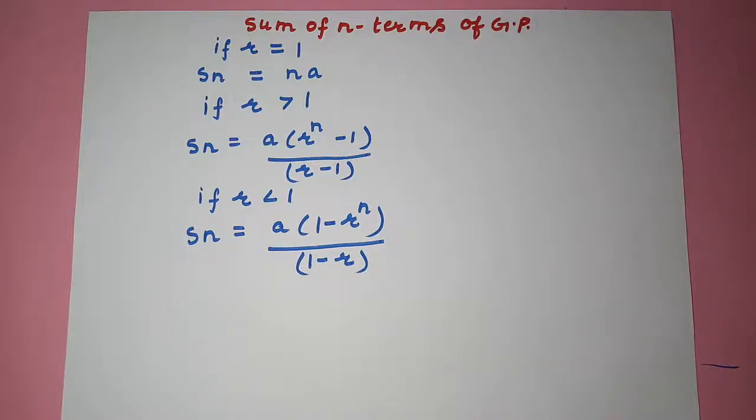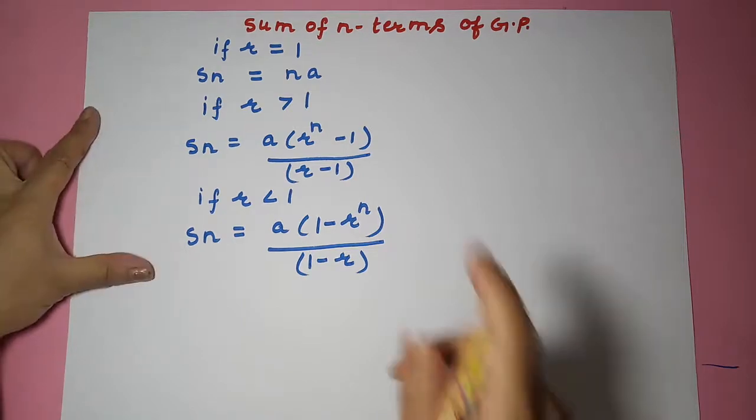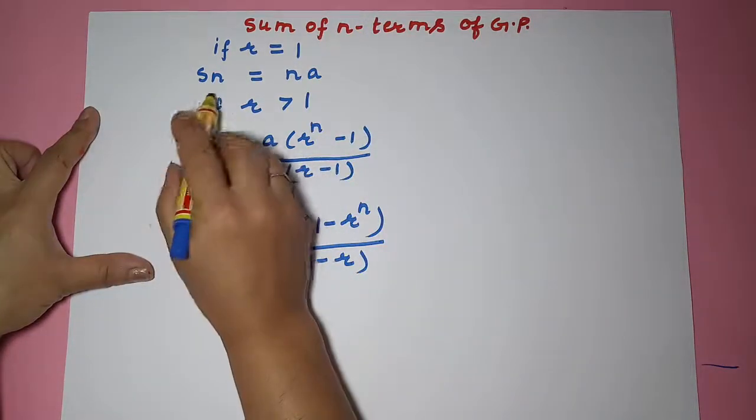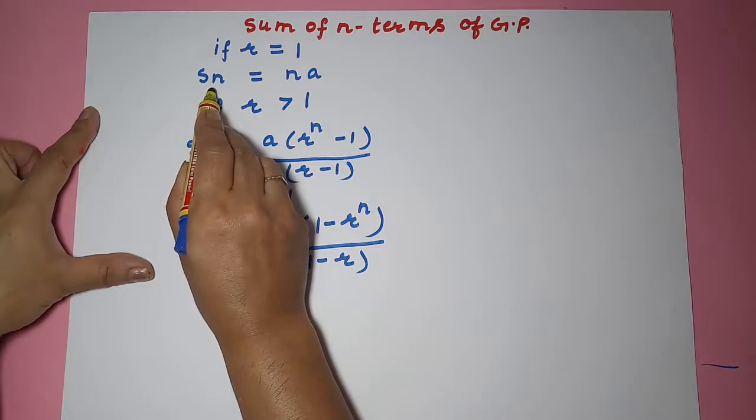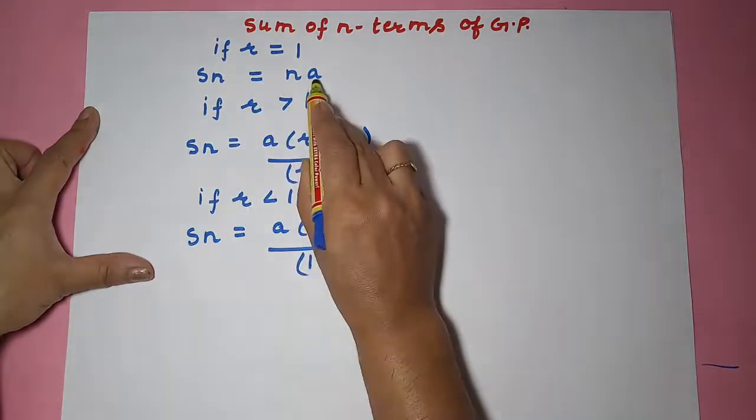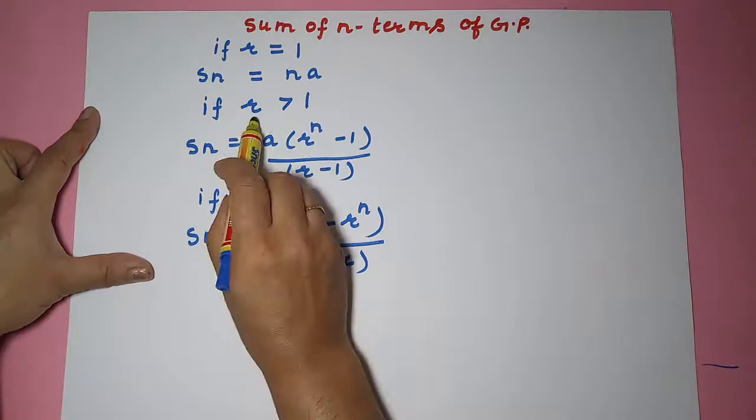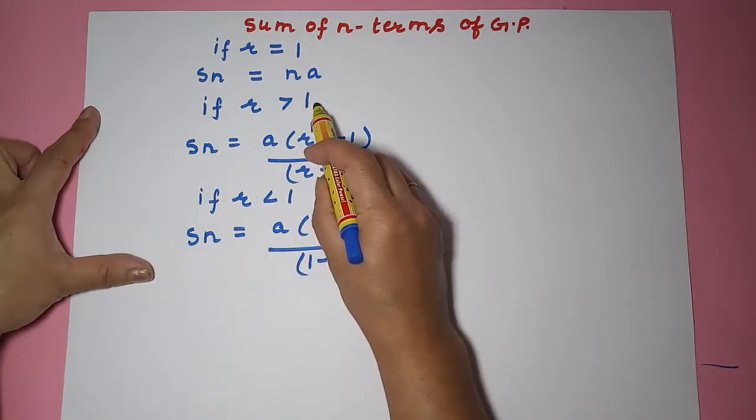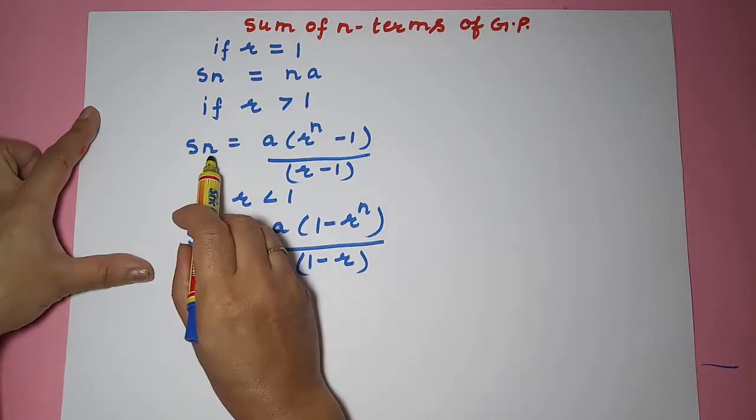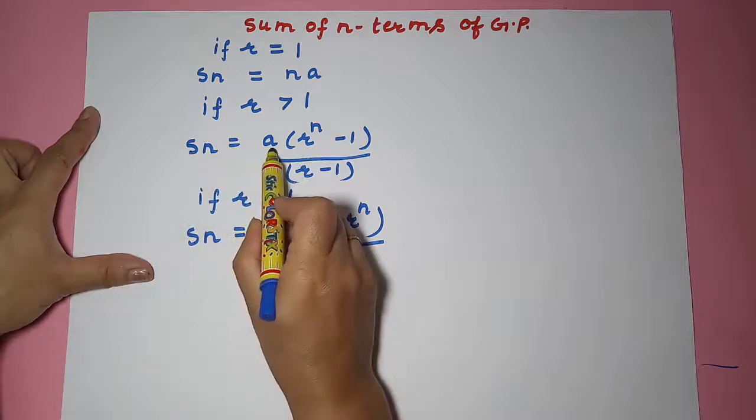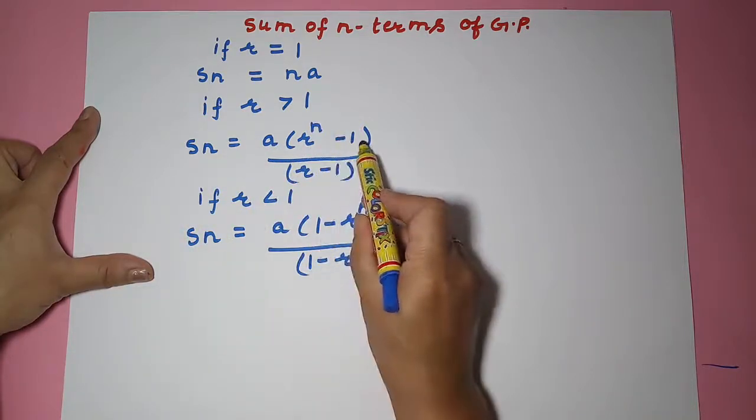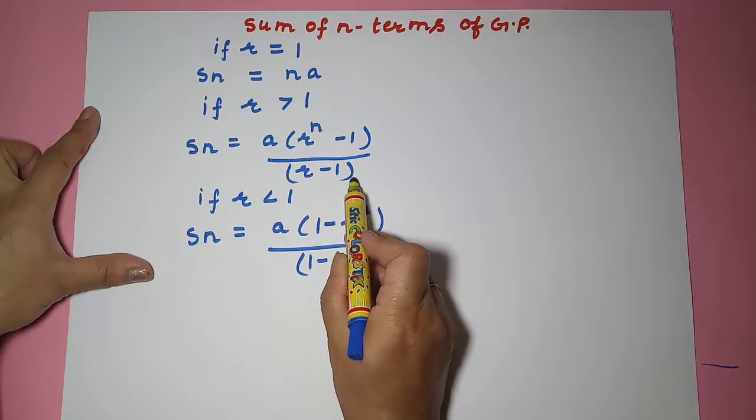In this video, we will learn how to calculate the sum of n terms of GP. Now, it depends upon the R, the common ratio. If your R is 1, then which formula will you use for calculating the sum? Sn equal to na. But if your common ratio is greater than 1, then how do you calculate the sum of n terms of GP?